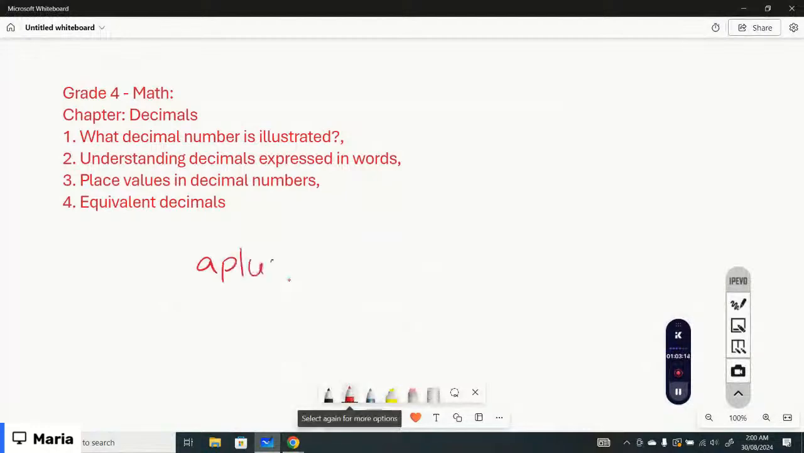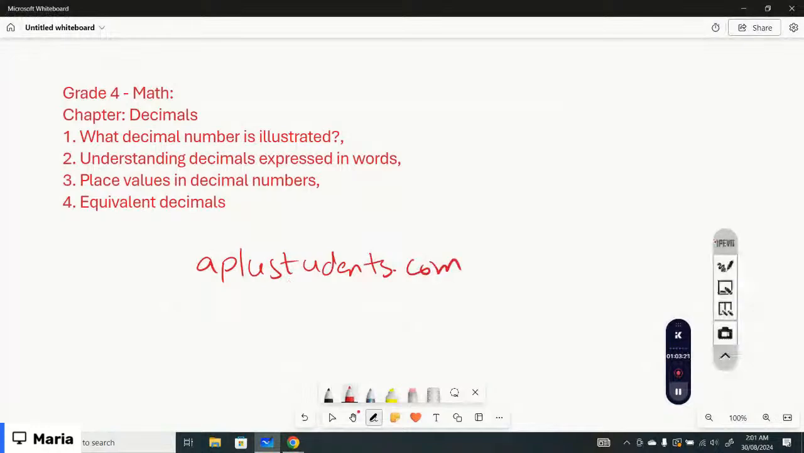You can find all the lessons on aplusstudents.com. You have to log in there using your email address and password as provided by the administrator. Then you have to select math from the subject tab. Scroll down to grade 4 math and then click on view all lessons. There you can find a list of the chapters. We're going to start with the chapter decimals.